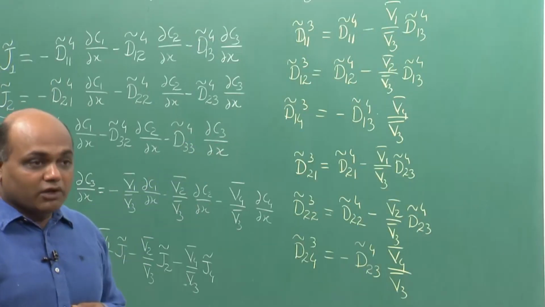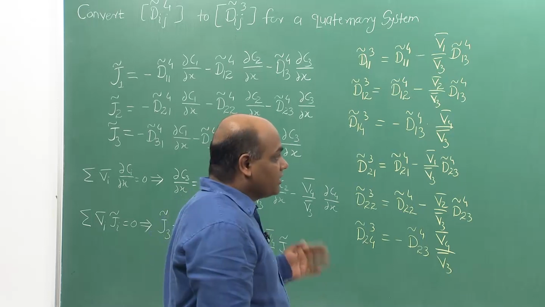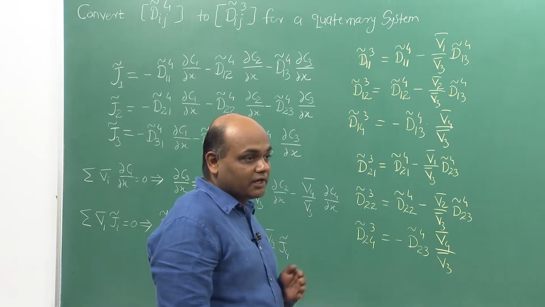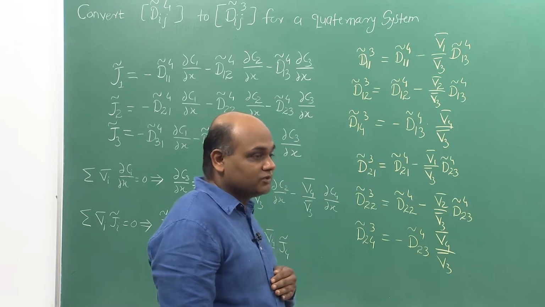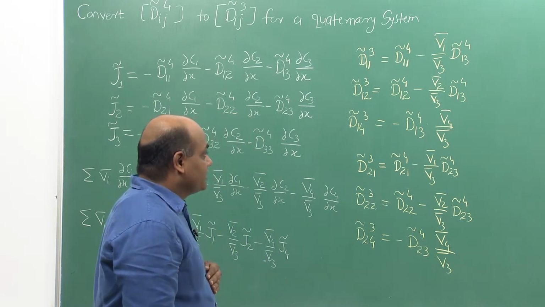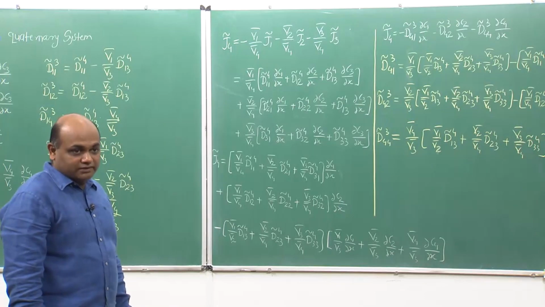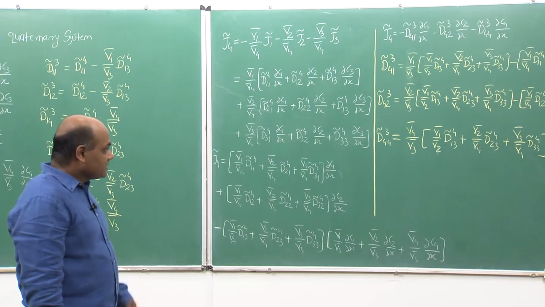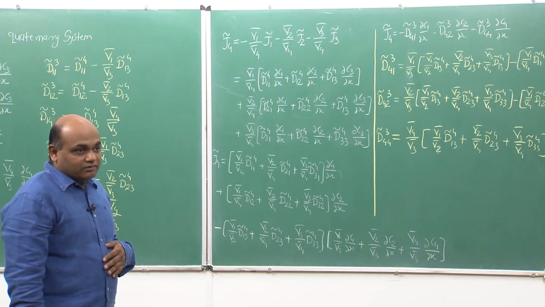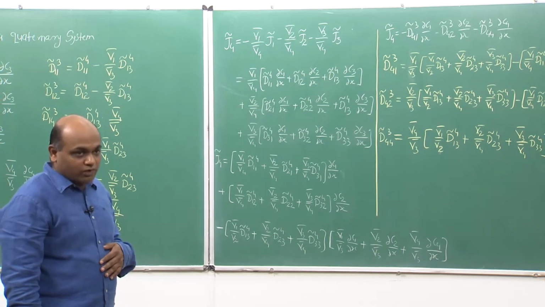Now, if the molar volume is constant, then all the partial molar volumes are constant and are equal. So, if we assume molar volume is constant, then trivially we will get rid of those Vi bar by Vj bar terms, and we will get a simpler expression for the assumption of constant molar volumes.